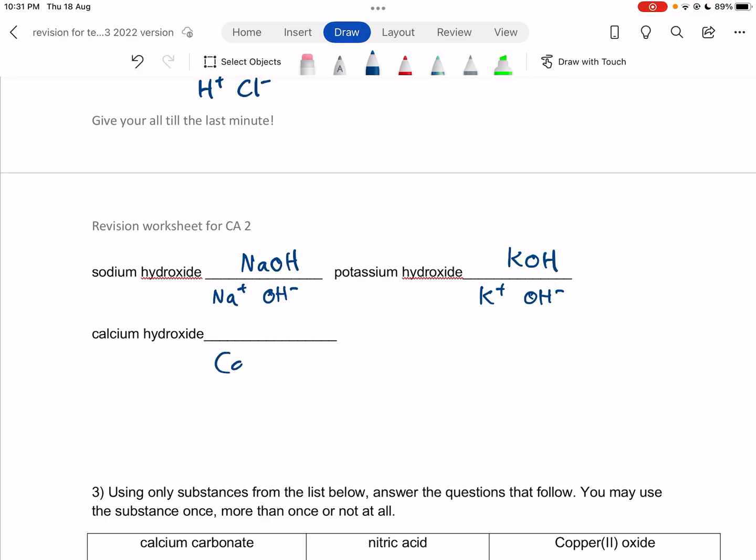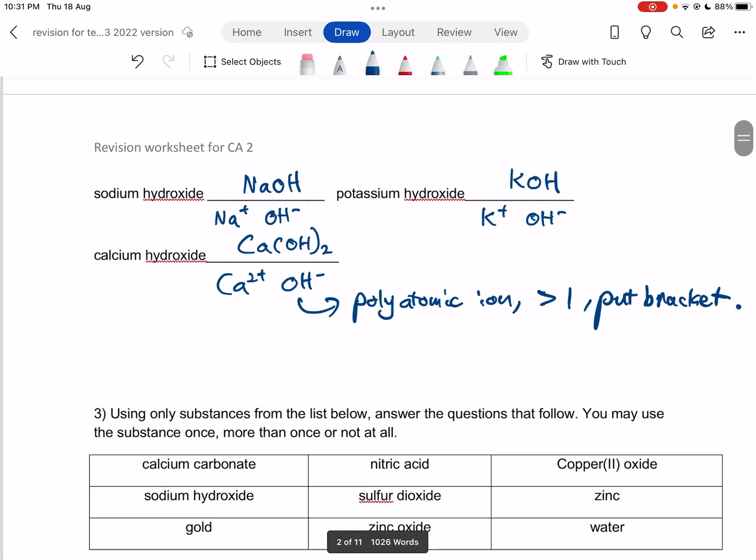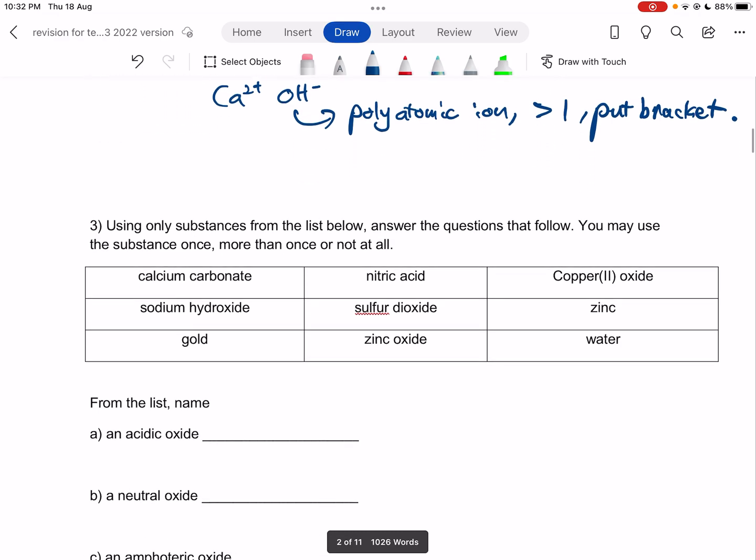Next thing, Ca2 plus, hydroxide OH minus. So this one you need to do a crisscross, but you need to put a bracket. So this one is a polyatomic ion. If it's more than one of these, you need to actually put a bracket. Don't forget, you put a bracket.